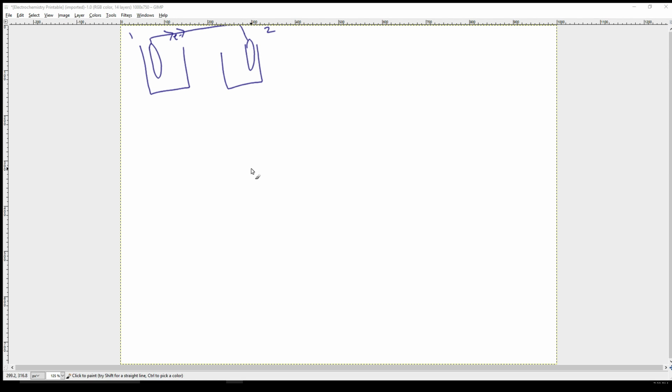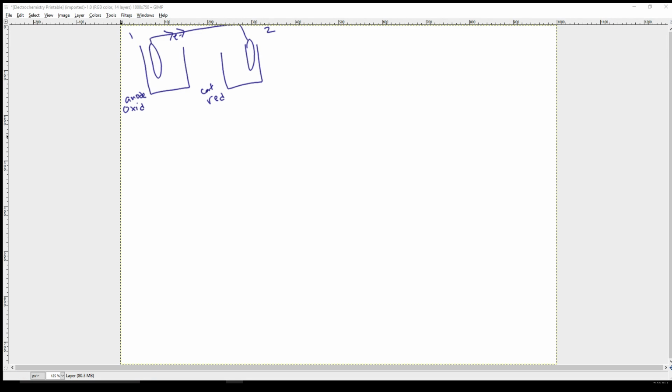Okay, so if electrons are flowing to the right towards electrode 2, does that mean that electrode 1 is being oxidized or reduced? It is being oxidized because it is losing electrons. It's losing them to number 2. So this is being oxidized. I'll write that on here. Oxid. And this one must be being reduced. So that means this is the cathode and this is the anode.